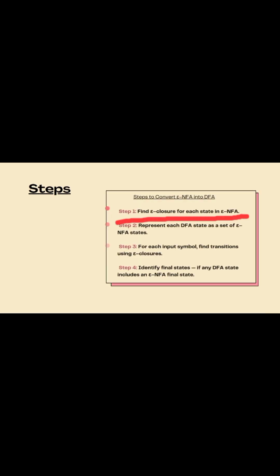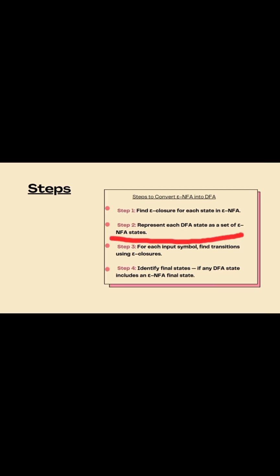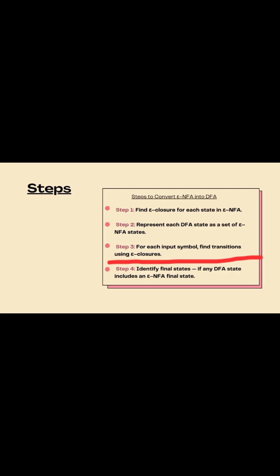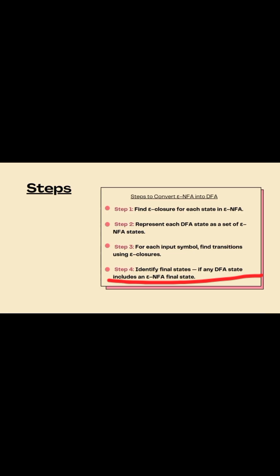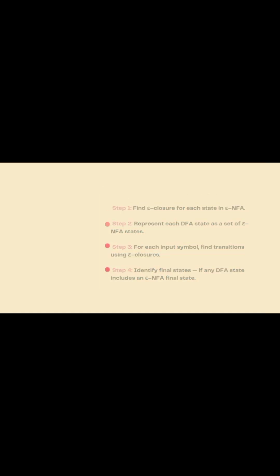Here are the steps we follow to convert an epsilon NFA to a DFA. First is to find the epsilon closure for each state in the epsilon NFA. Second, represent each DFA state as a set of epsilon NFA states. Third is, for each input symbol, find transitions using epsilon closures. And fourth is to identify final states, if any DFA state includes an epsilon NFA final state. Let's understand these steps in detail.